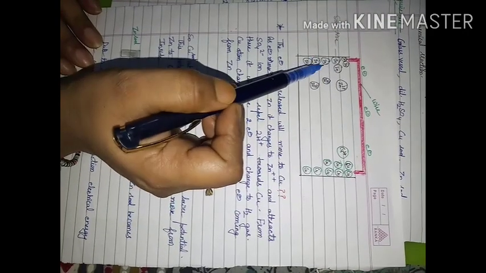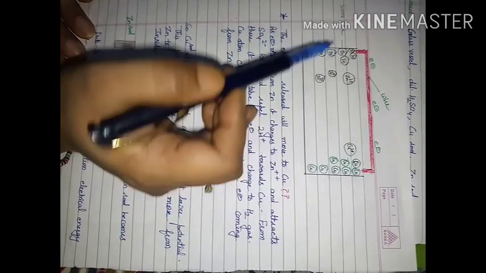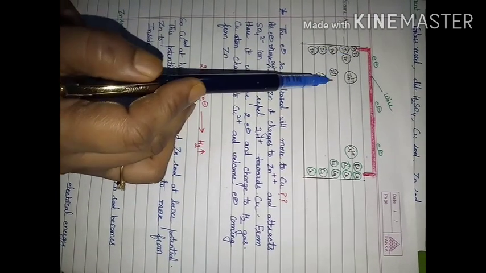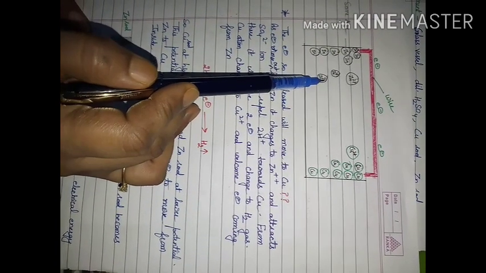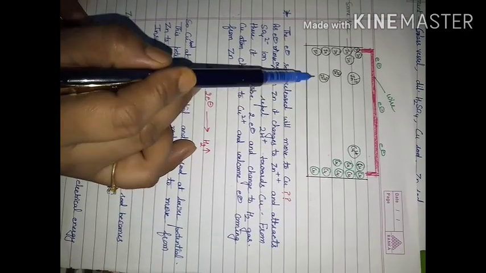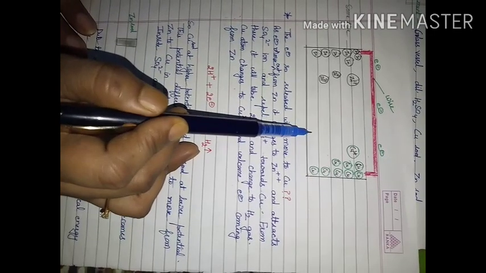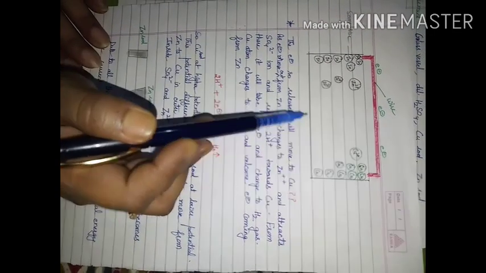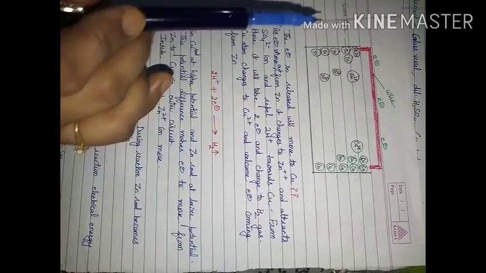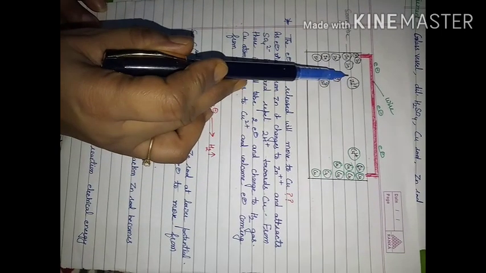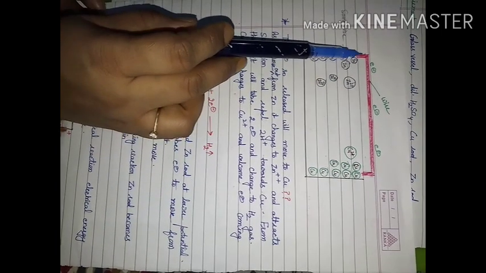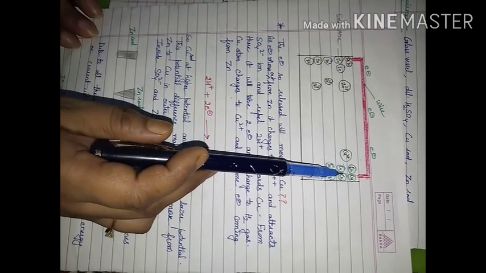If I consider this diagram, these are representing Zn atoms. So this Zn will release 2 electrons. In the solution, it will come in the form of a Zn2+ ion, and it will combine with the sulfate ions which are present here. As a result of the combination of Zn2+ and sulfate ions, we will have the formation of ZnSO4. What will happen to the electrons which are left by this Zn atom in order to form the Zn ion? These electrons will move towards this copper rod.